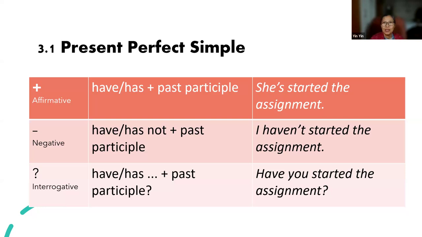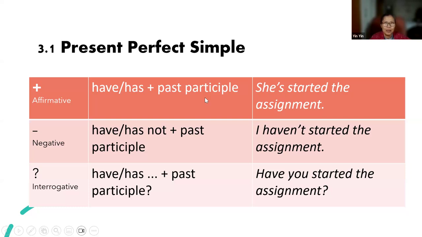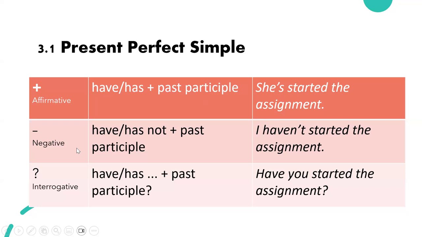The second example: She has started the assignment. I have not started the assignment. Sorry, she has started the assignment. So has is used with a singular subject, followed by the past participle, right? Right. The negative sentence: have not, not yet.